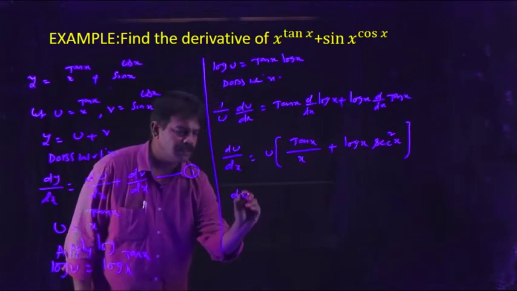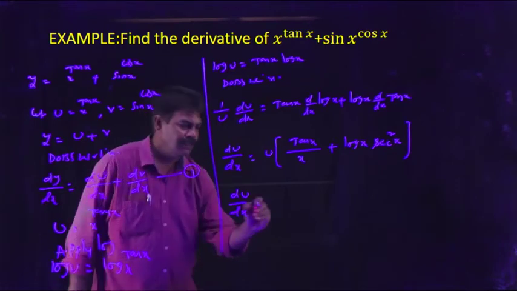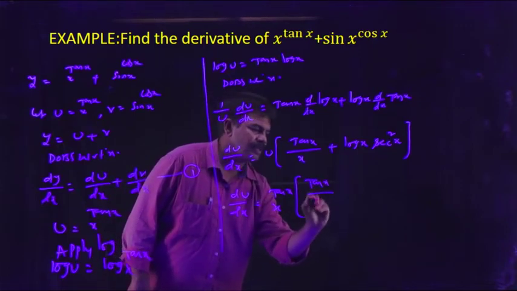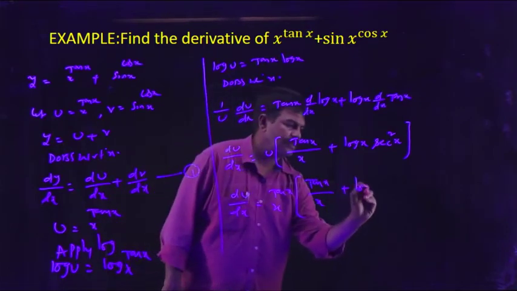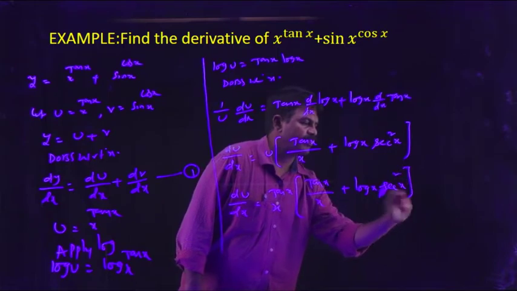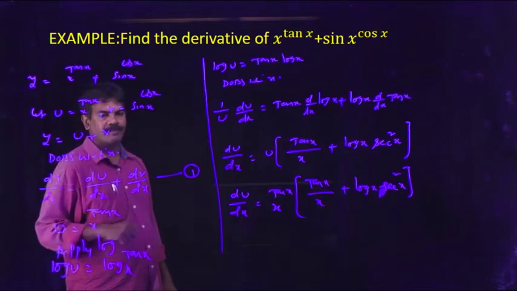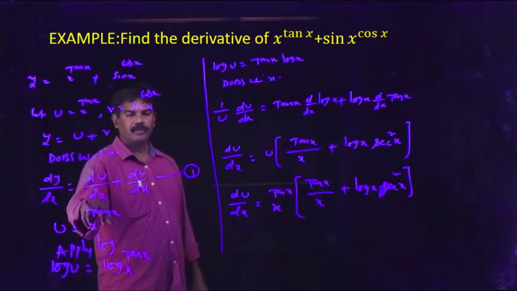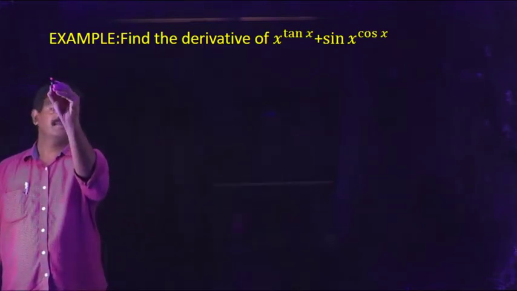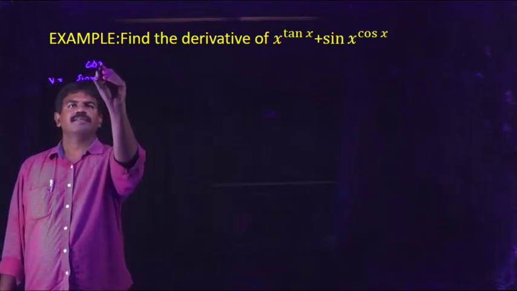So du by dx is equal to, we know the u value, that is x power tan x, so x power tan x into tan x by x plus log x into secant square x. So we get du by dx. Find dv by dx. After that we add both du by dx and dv by dx, then we get dy by dx. Now we take v is equal to sin x power cos x.